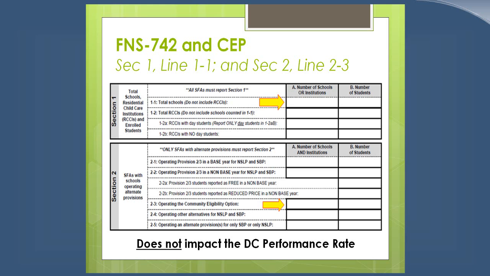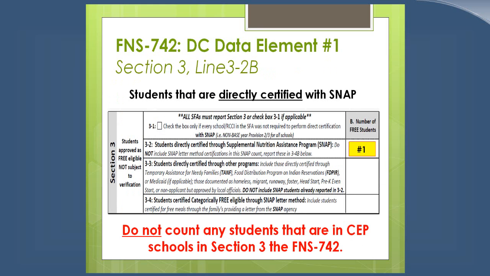What is reported on the 742 is data element 1 for direct certification. This is the actual directly certified students. The students that you are reporting in this box of Section 3, line 3-2B, number 1, their meal is completely dependent on their direct certification match against SNAP records. You're not putting in any students here who are just a match that contribute to calculating your ISP or anything like that. Their meals are dependent on the total and they get reported elsewhere.